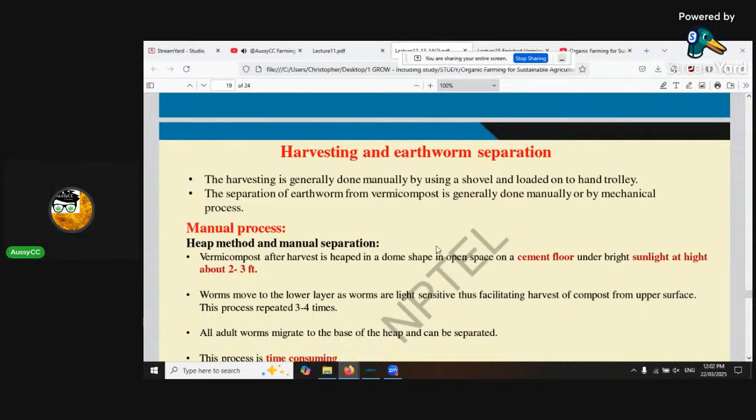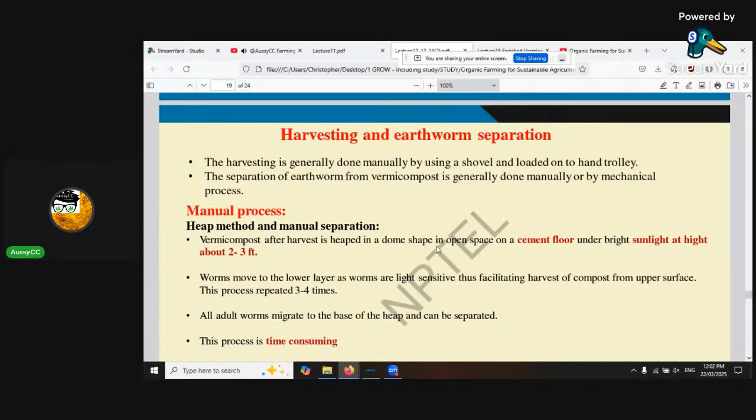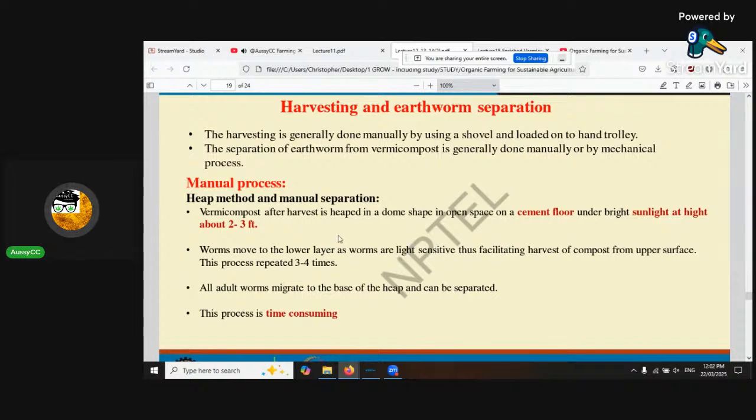Harvesting and separating your earthworms. There are a few different ways you can do it. Heap it on the floor, about 2 to 3 feet up to a metre, and the earthworms will go down to the bottom. So you scoop off the top layer, put another heap, wait a bit, and then they'll go down so you can scoop it off. That's one process, but it's time consuming.